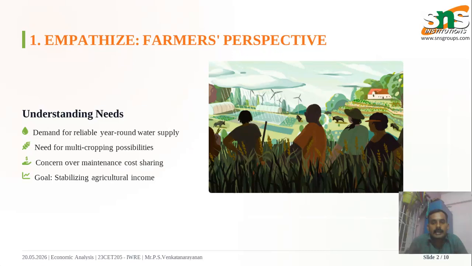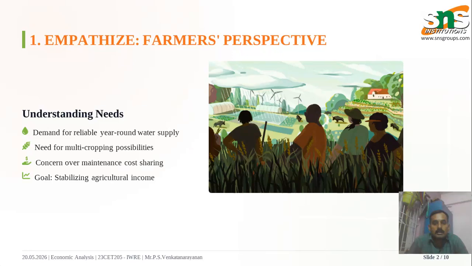Before discussing calculations and economic models, let us understand the perspective of farmers, who are the primary beneficiaries of irrigation projects. Farmers require reliable year-round water supply to grow crops successfully. In many regions, agriculture depends heavily on seasonal rainfall, making farming risky and uncertain. Irrigation projects provide stability and support multi-cropping, allowing farmers to cultivate more than one crop per year.